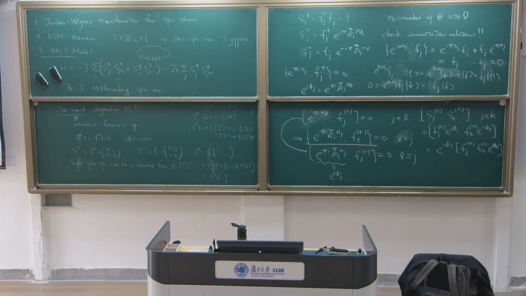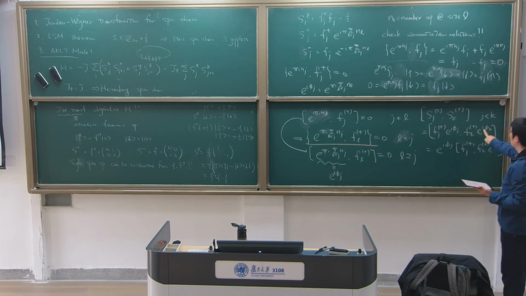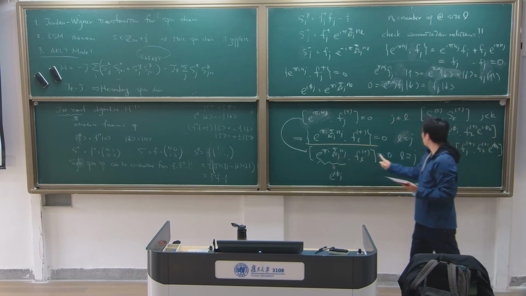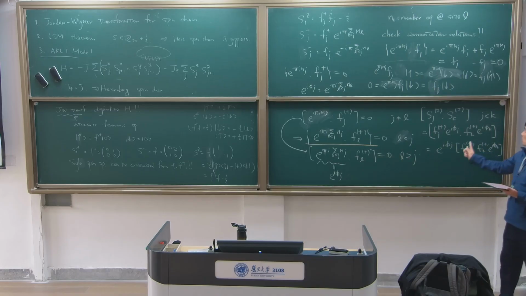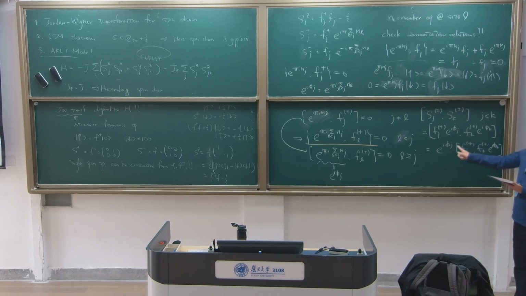So when j is less than k, e to the phi j commutes with both this guy and this guy. So therefore you can treat it as a scalar quantity so that you can put it outside. Okay, so that's the case.